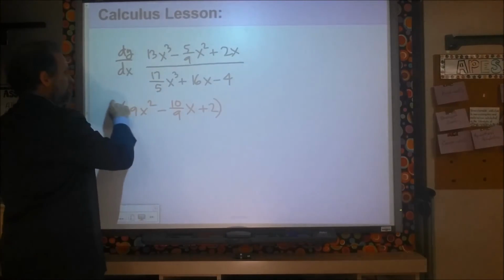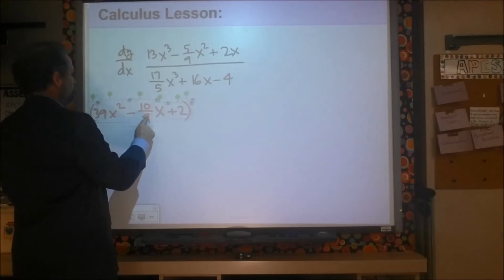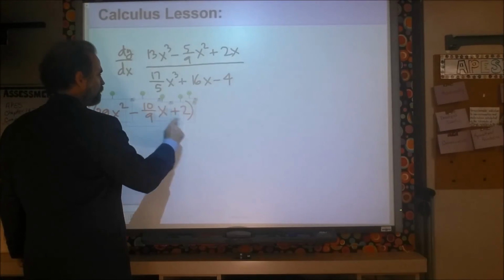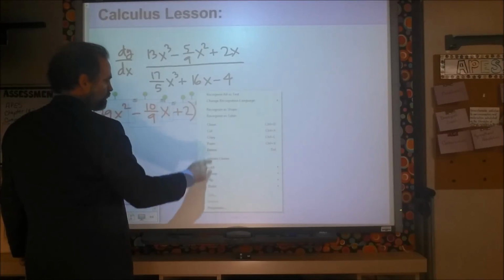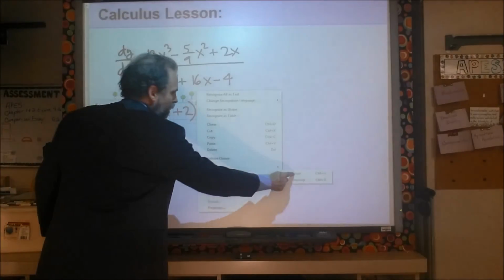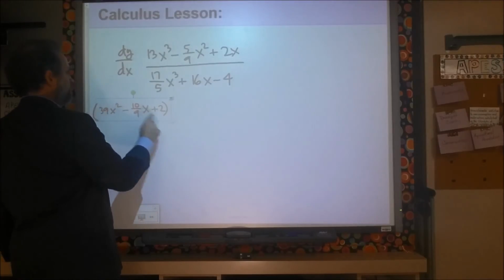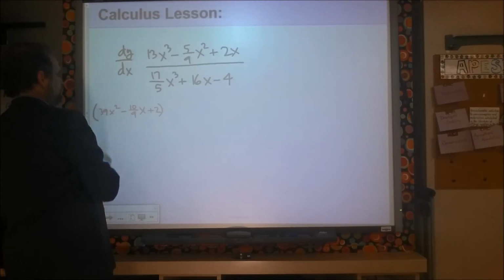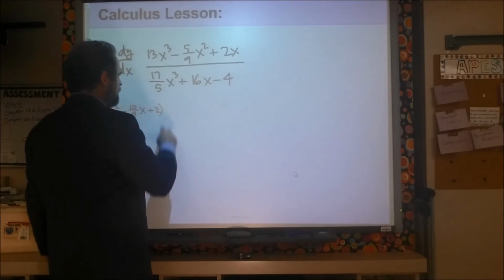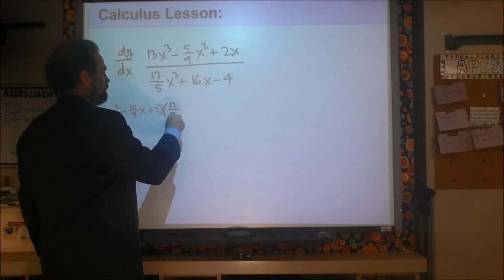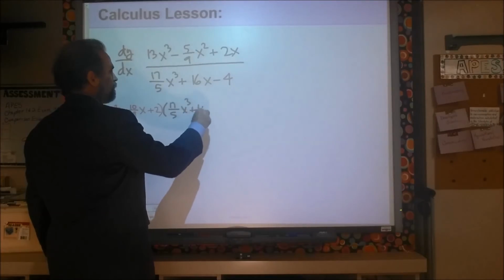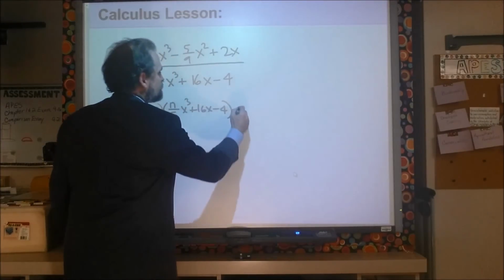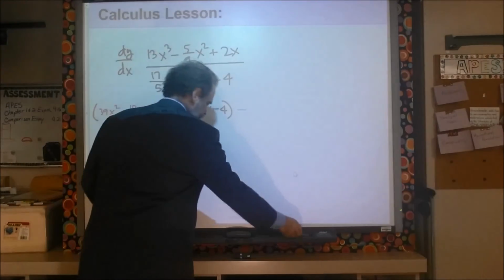A lot of stuff, right? Times the bottom. You know what I want to do here? This is so much stuff. I want to make it a little smaller so it fits on the screen. Okay? So that's times the bottom. 17/5 x cubed plus 16x minus 4. Minus, because that's the algorithm, right?